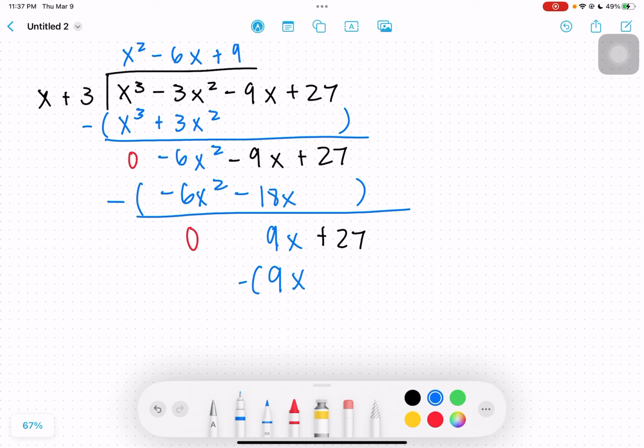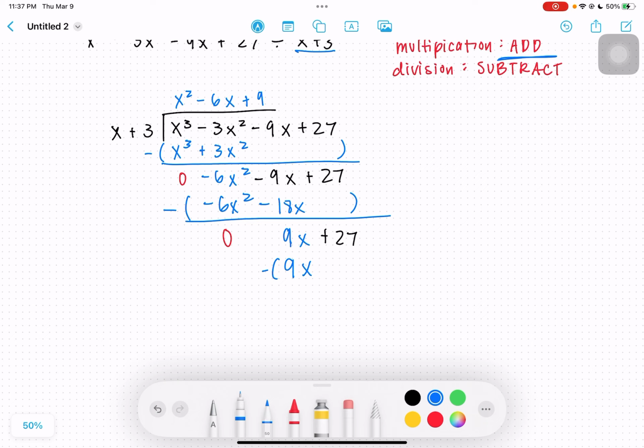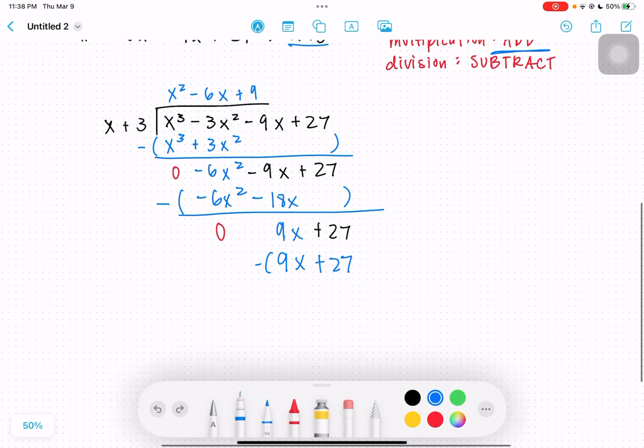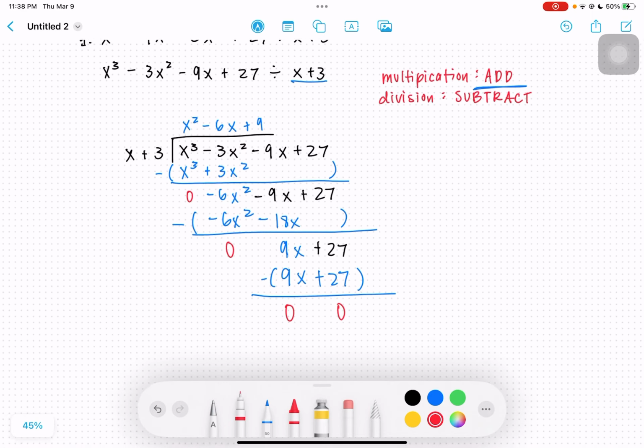There you go. And then 9 times 3 is 27, so you put 27 here. And then you subtract that. It's both 0 already. 9 minus 9 is 0, 27 minus 27 is 0. So that's how you solve it.